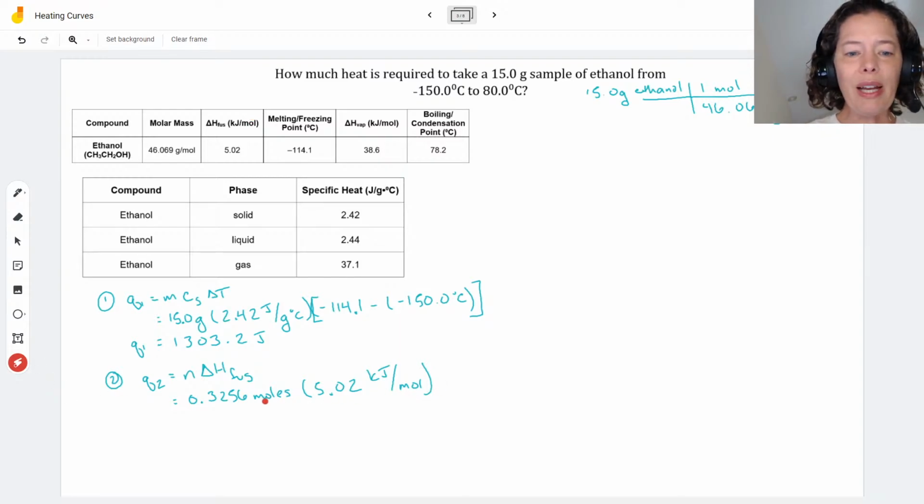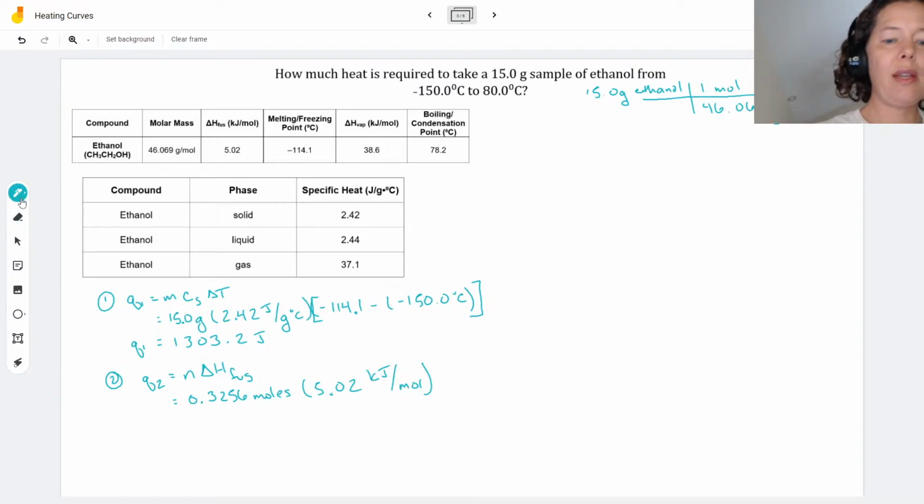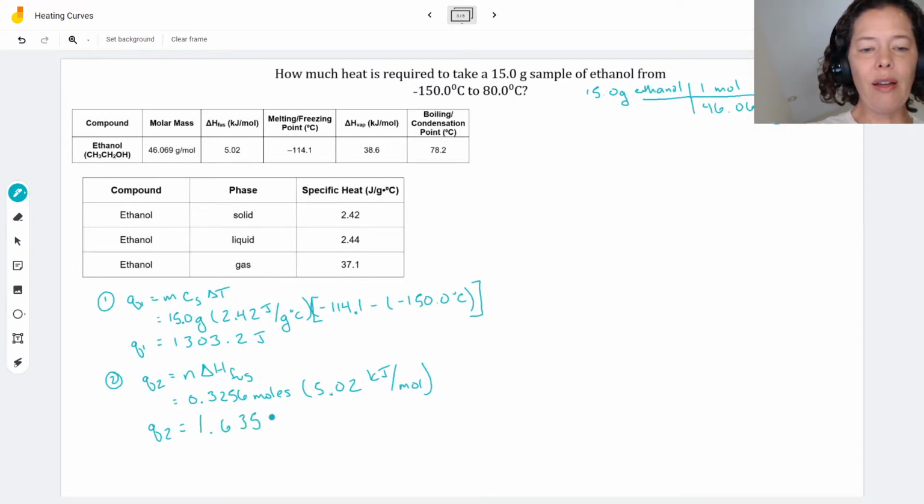So you can see in my calculation, my moles are going to cancel, and I'm going to be left with kilojoules for my heat, which is fine. And so when I do this, I get a Q2 of 1.635 kilojoules. All right, so that's step 2.